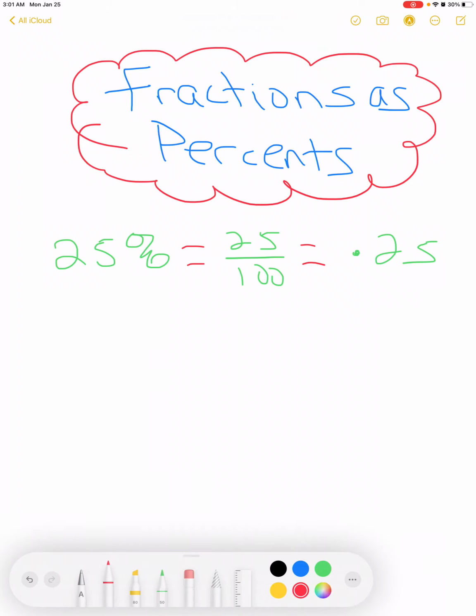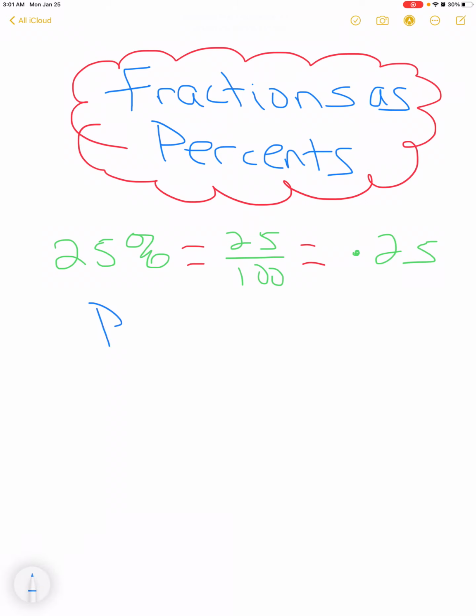Let's talk about what percents mean. Percents are not so intimidating. Percent actually means per 100, for every 100. So percentages and fractions and decimals are all the same. If you didn't catch it, one more time. And it doesn't just work with 25%, it's all percents.